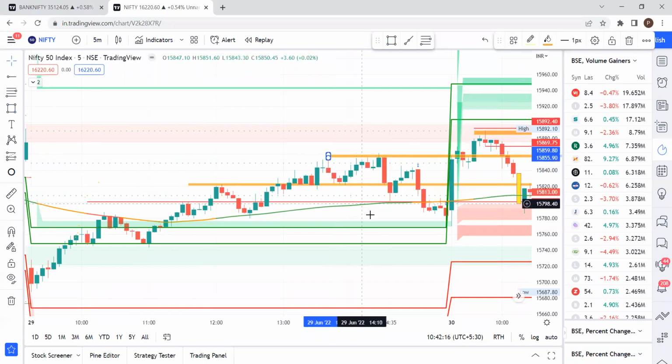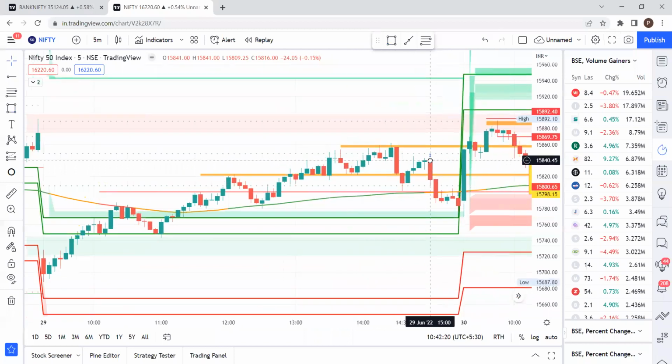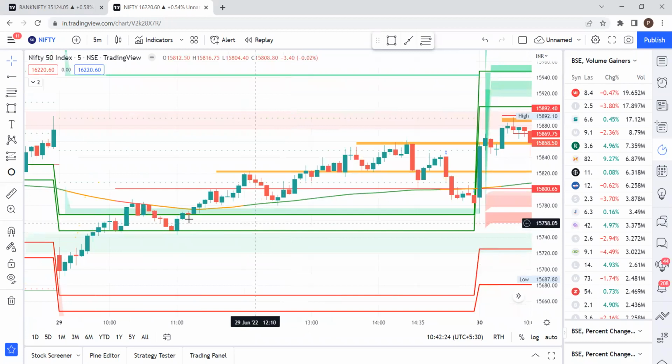This is the final reversal candle formed. So that's where it started falling. All you have to do here is wait and take a trade. Where to wait to take a trade? Near the level of the range of the market. You cannot take a trade between the range of the market.